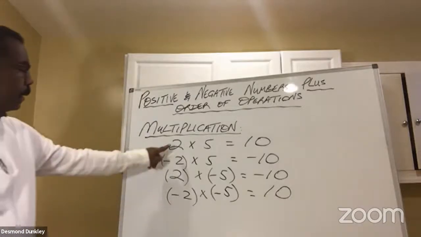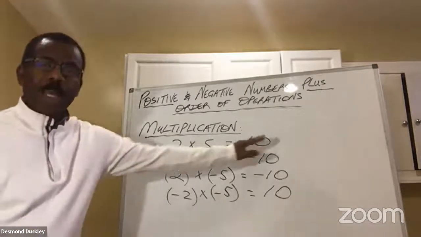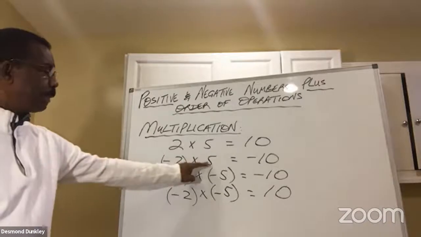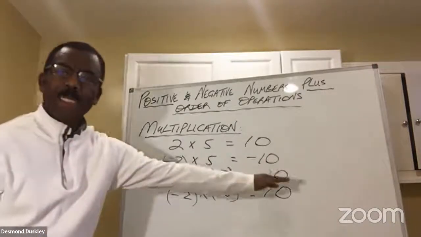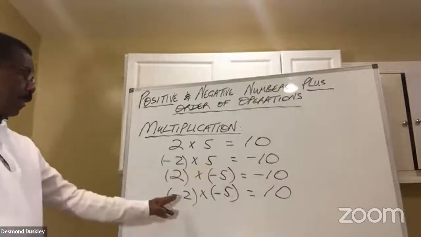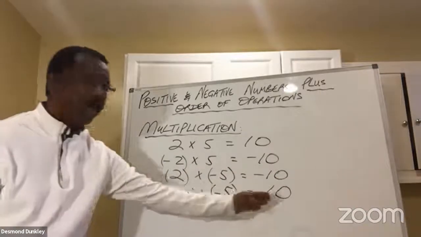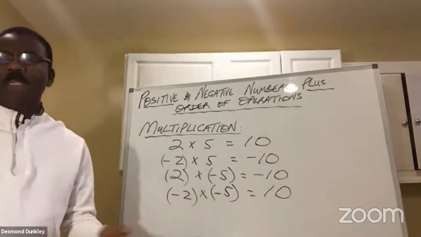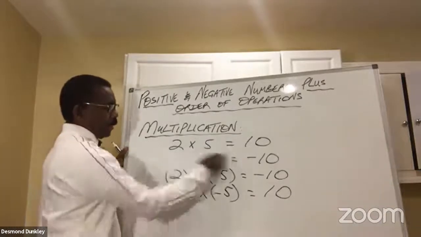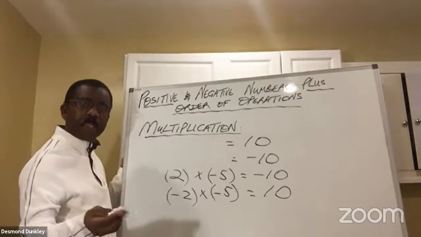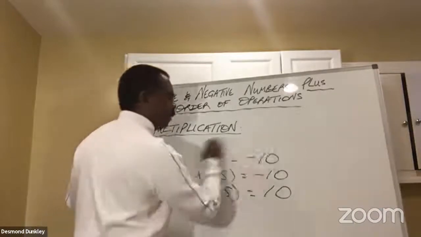So there it is. Positive times positive, positive. Negative times positive, negative. Positive times negative, negative. The signs are different. And here, signs are the same, positive. If you remember that, you will not go wrong. Okay? And just for the purpose of completion, I will do the division.